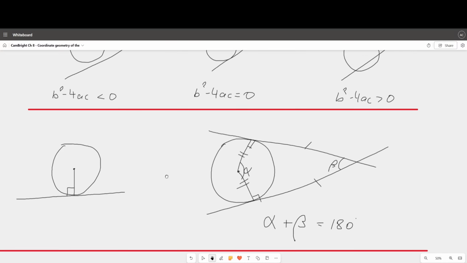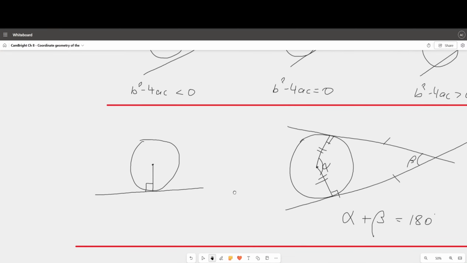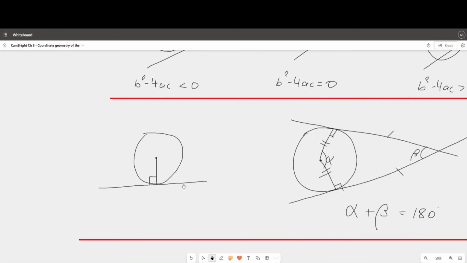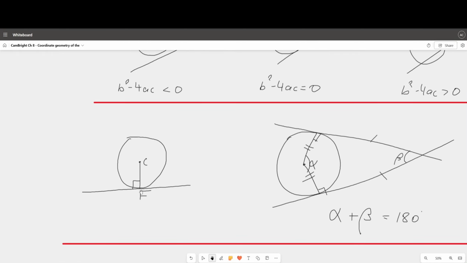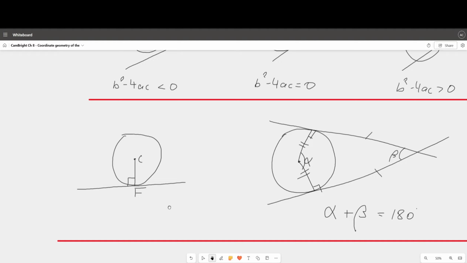Okay, now these are some basic circle theorems that you should know. If you have a tangent to the circle, then the tangent is always going to be perpendicular to the radius at that point. So if we say this is the center of the circle, this is the tangent, and this is the foot of the perpendicular here, then this is a 90-degree angle. Just remember this. This is actually one of the most commonly used tactics to solve questions.